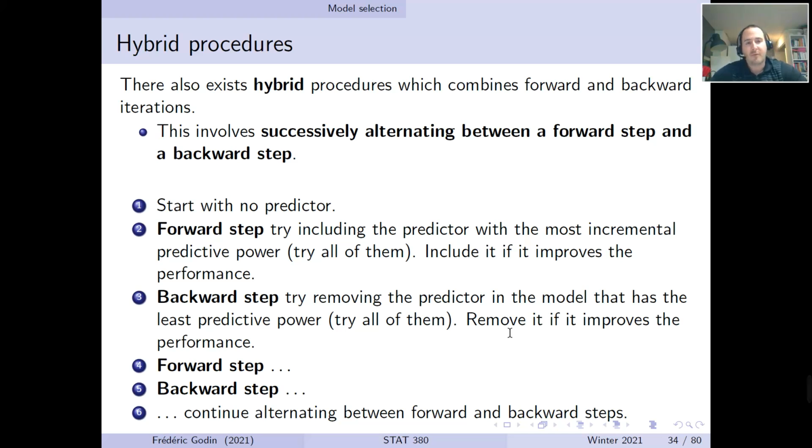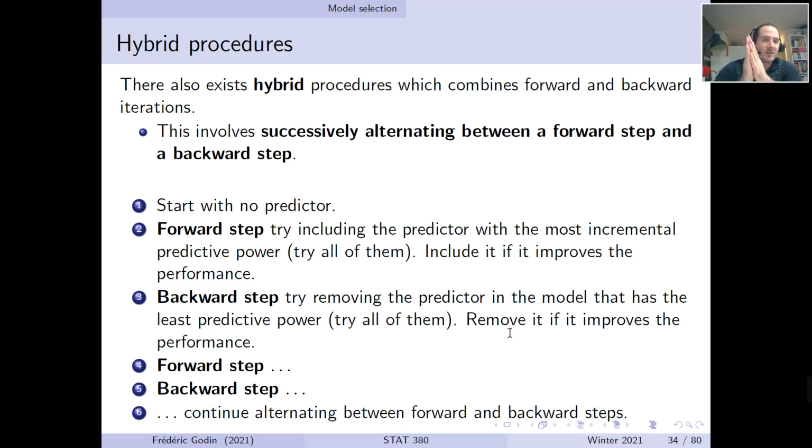Okay, so let's go back to what we said. We can start with no predictor, and the first step you would include a predictor. The first backward step is useless, because if you've included the first predictor in the first step, of course you wouldn't remove it in the first backward step. So the first backward step doesn't make sense.